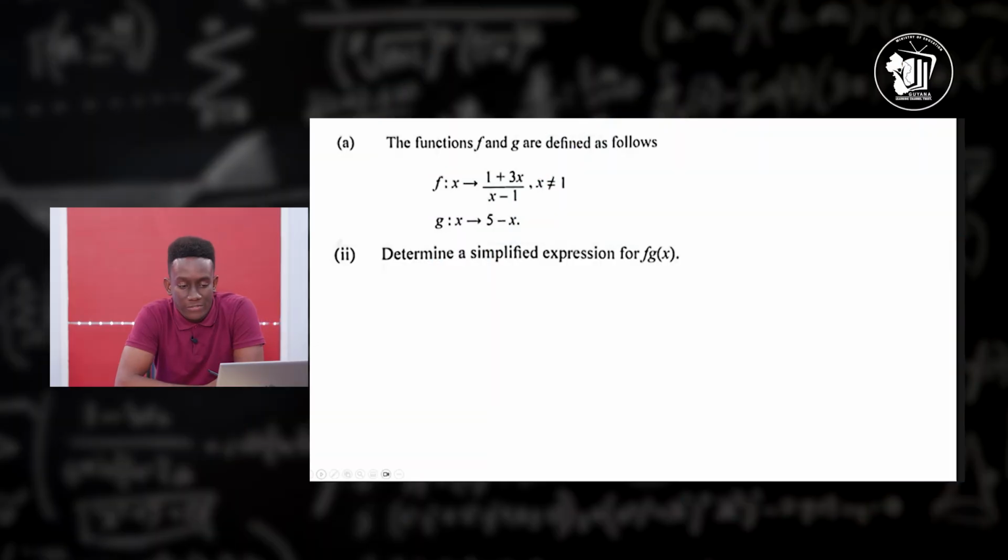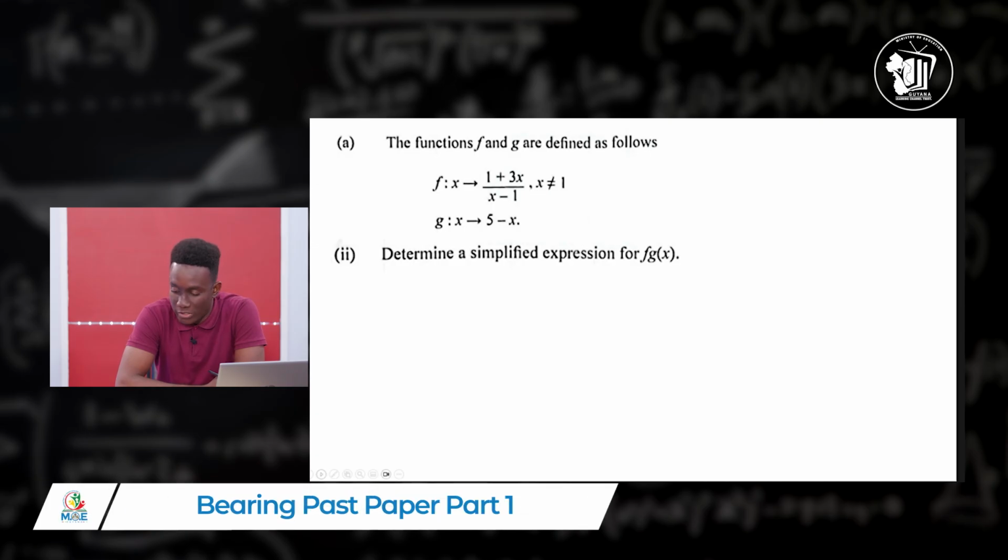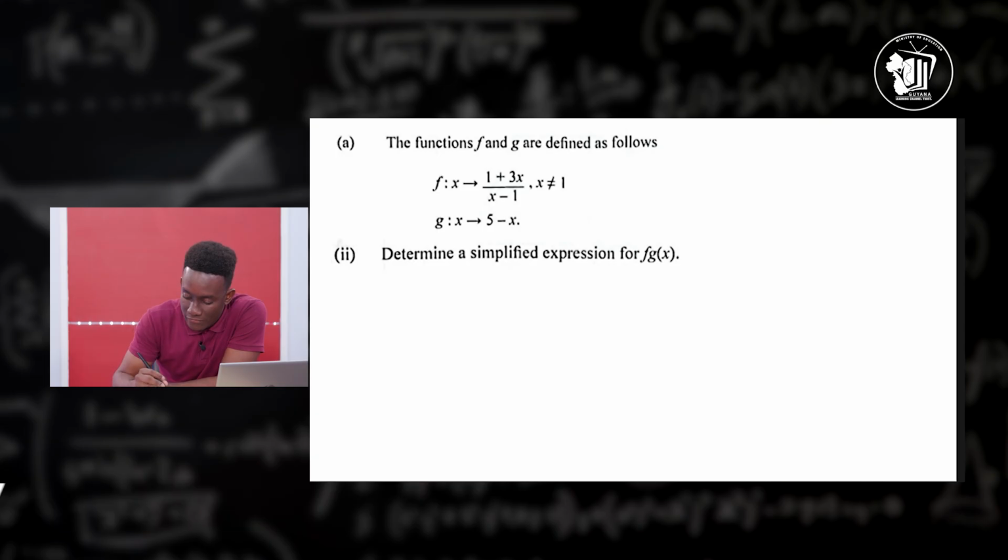So the next thing we're asked is to determine a simplified expression for fg of x. So we're taking the function g and we're putting it in the function f. So we want to find fg of x. We're taking the function g, which is this here, and we're putting it inside of this function. So wherever we have x, we replace it with this here.